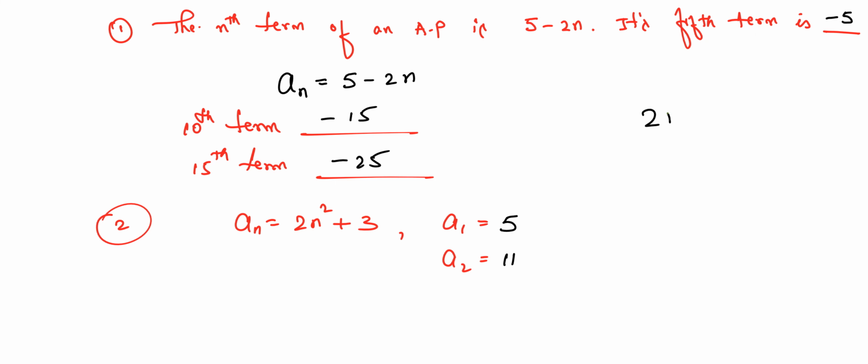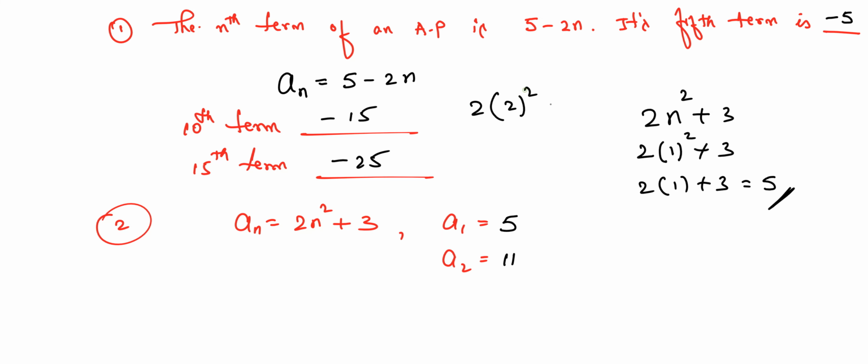As you can see, 2n square plus 3, right? In place of n, substitute 1. 2 into 1 square is 1, plus 3. 2 1s are 2. 2 plus 3, 5. Same way, in place of n, substitute 2: 2 into 2 square is 4, plus 3. 2 4s are 8 plus 3, 11. Understood? Find the first two terms, find the first three terms, like that also they can ask you.